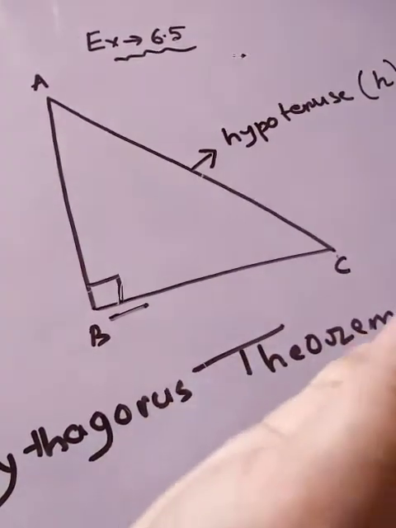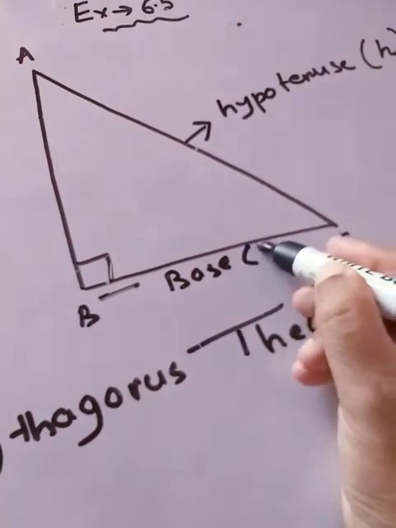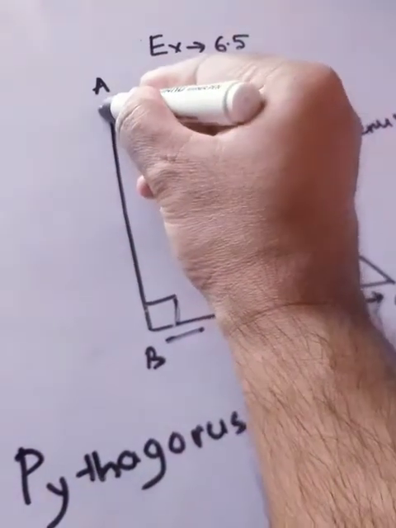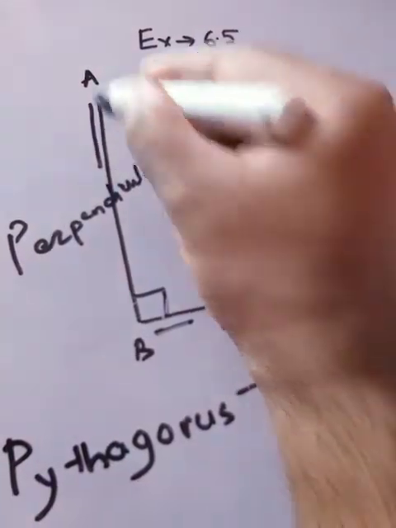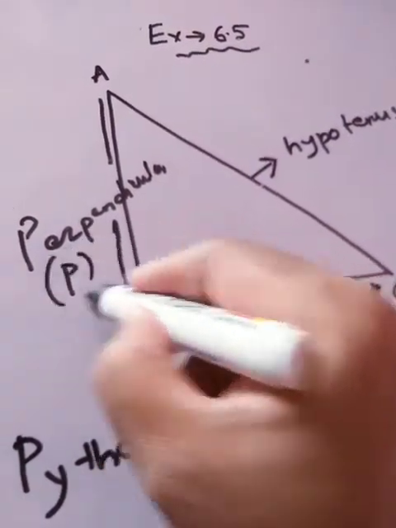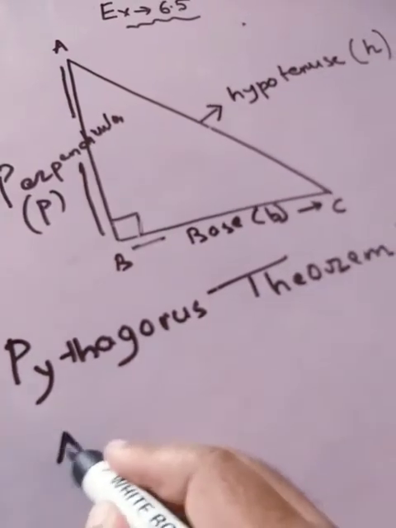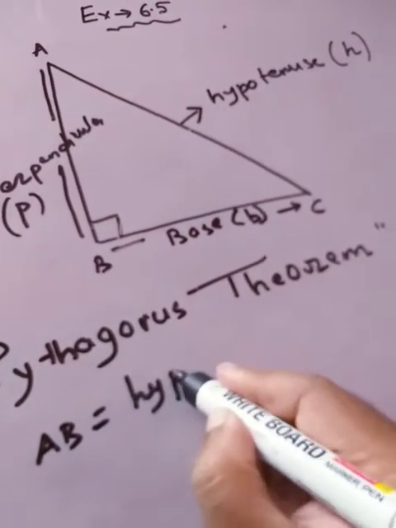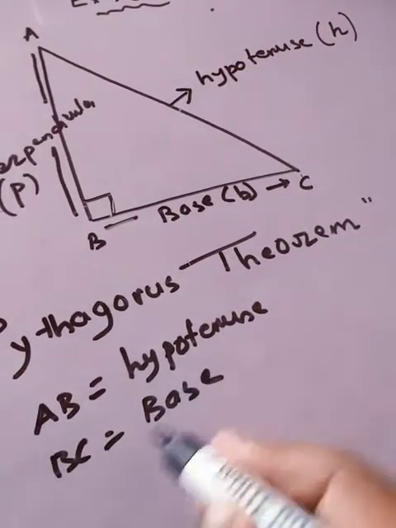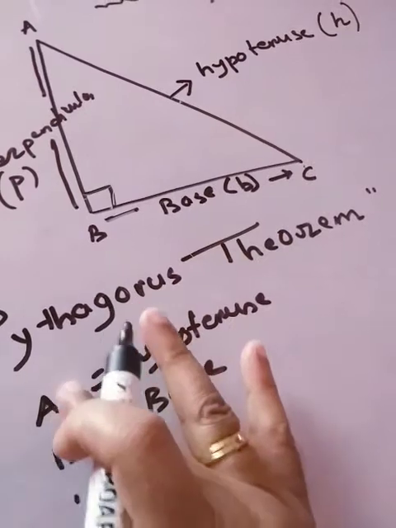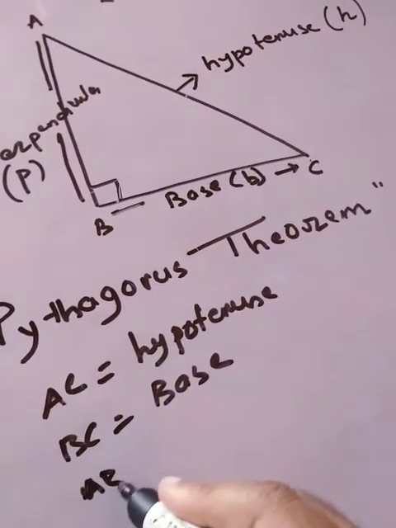The line which is horizontally inclined is called the base, and this is represented by B. And the line which is vertically standing is called the perpendicular, represented by P. So, AC is the hypotenuse, BC is the base, and AB is the perpendicular.